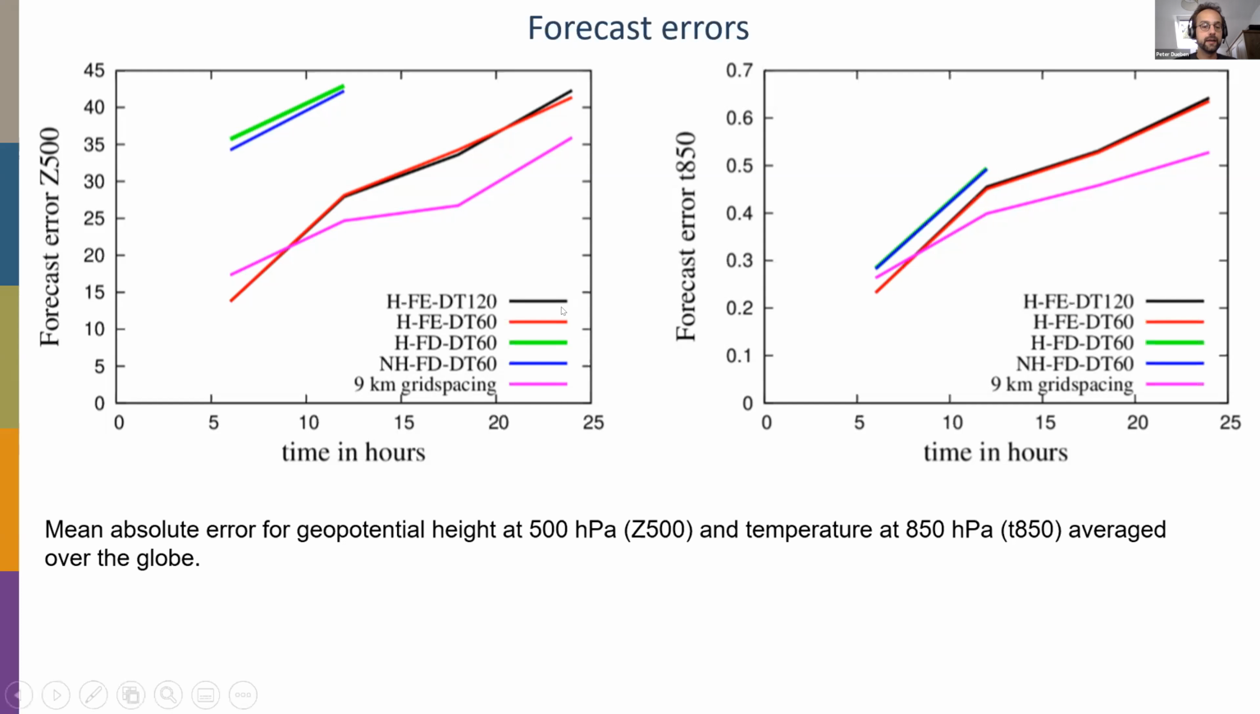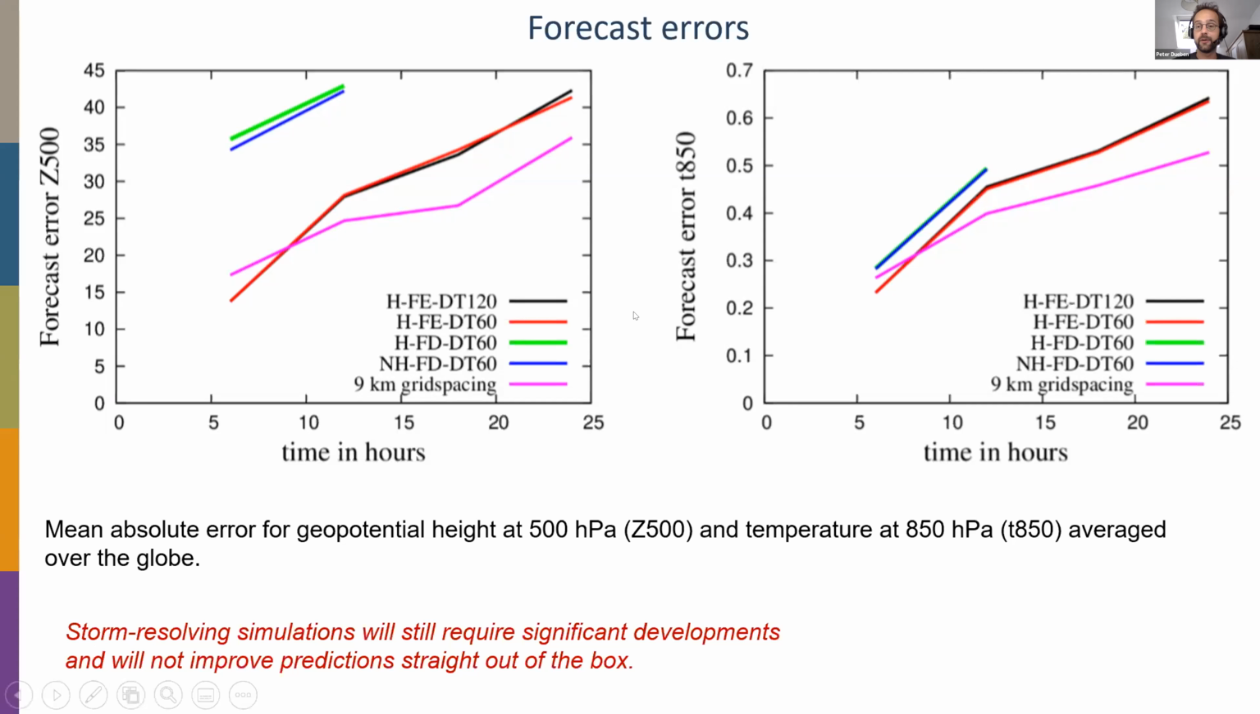So basically, storm resolving simulations will still require a lot of model development and will not improve predictions straight out of the box. So you can say that's a negative result. However, it's what we expect. At ECMWF, whenever we go from a coarser resolution to a finer resolution, it will take some time and some model adjustments to actually make the most out of this resolution increase.